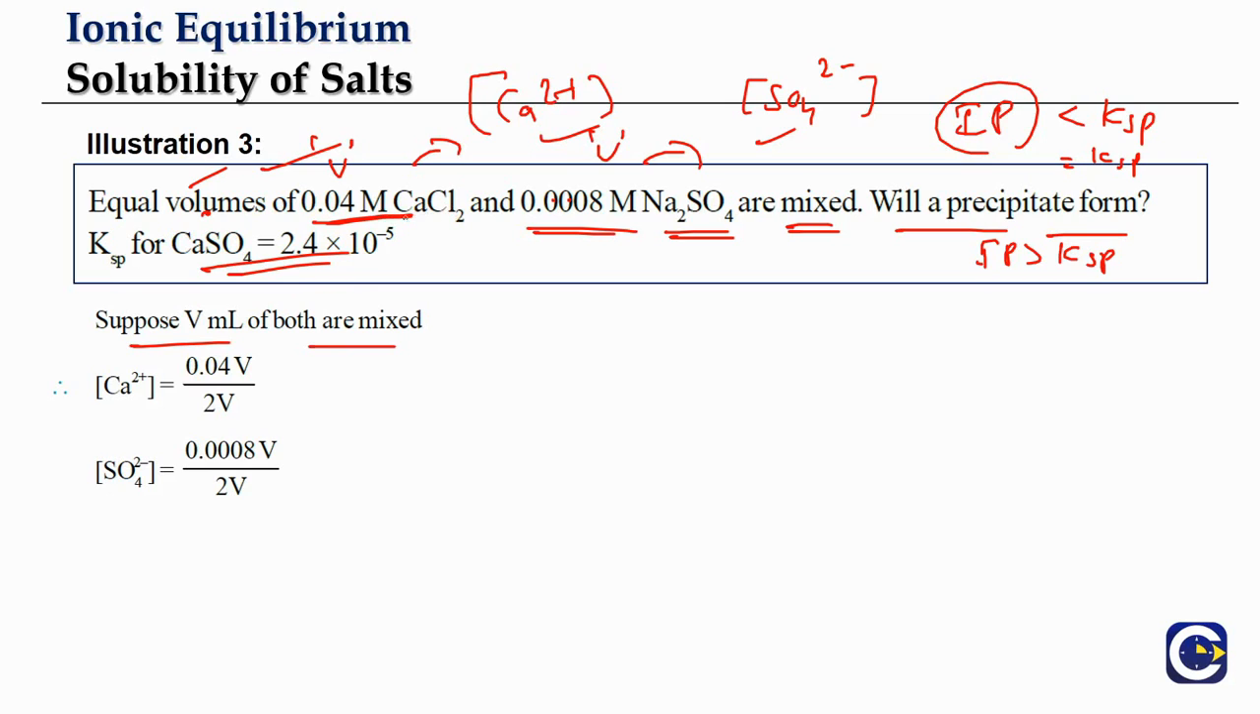So if we mix V ml of both of them, the CaCl2 on dissociation gives us what? 1 calcium chloride particle will give 1 calcium 2 plus ion. That means the calcium 2 plus ion concentration will be 0.04 into V by 2V. Why? Because the overall volume after mixing is going to become double.